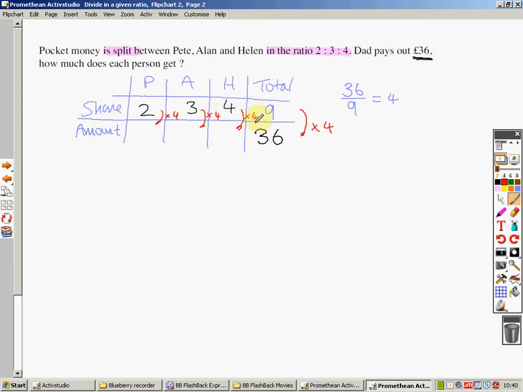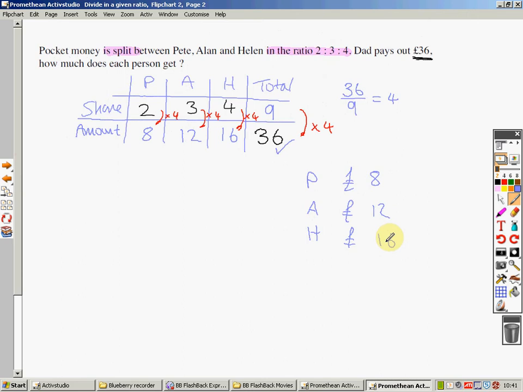And now I do the answers here. I'll put them in blue. 2 times 4 is 8, 3 times 4 is 12, 4 times 4 is 16. Add that all together. 8 and 12 is 20, add 16, 36. I know I'm right. So down here I can write P, A and H. Don't forget the pound sign each time. And it was 8, 12 and 16. I hope you got those correct.